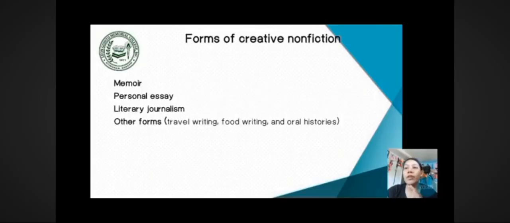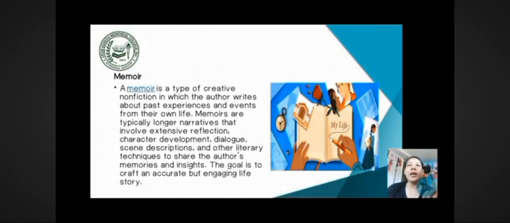So there are four forms of creative nonfiction. Number one is the memoir, number two is the personal essay, number three is literary journalism, and number four is other forms like travel writing, food writing, and oral histories. So what is a memoir?